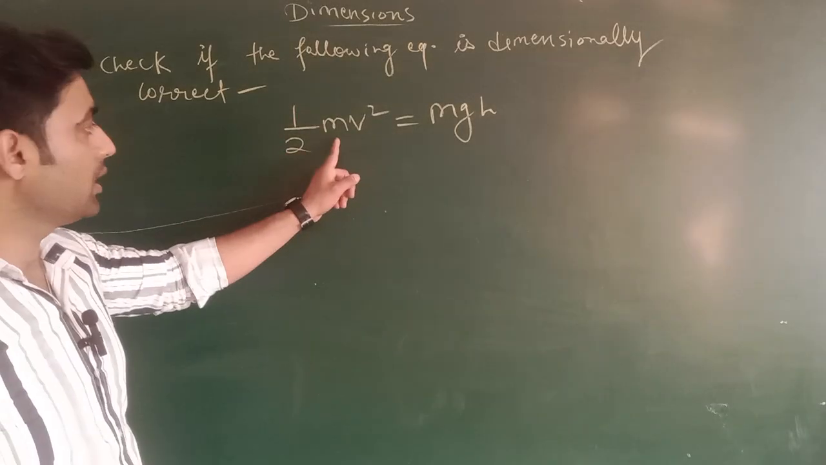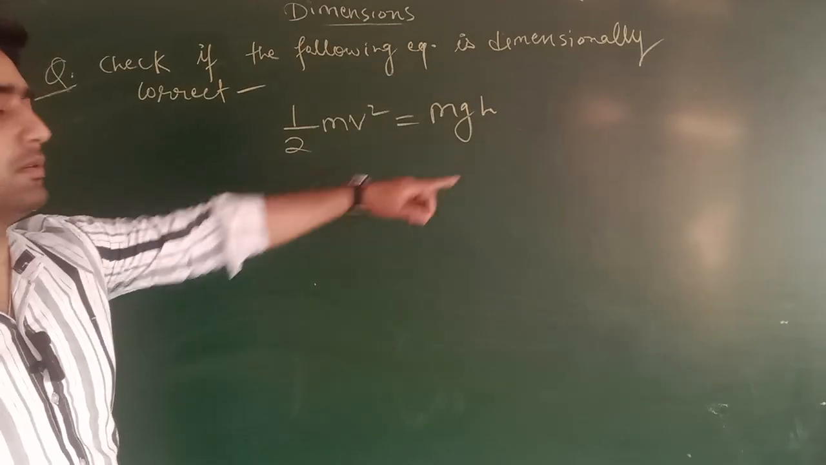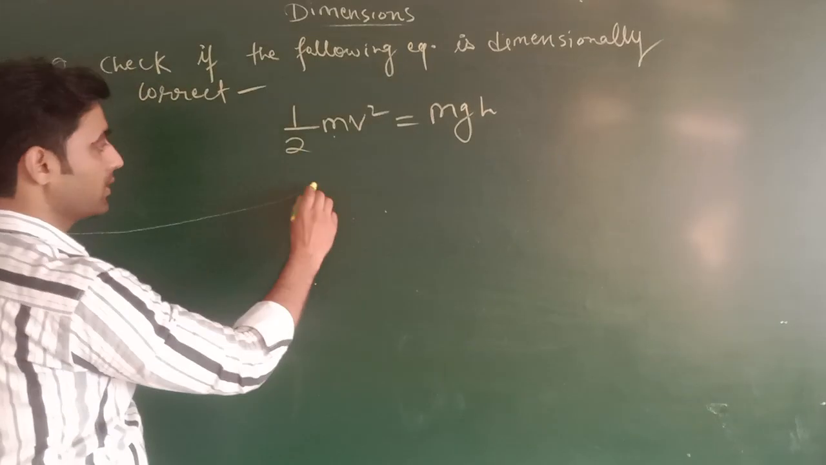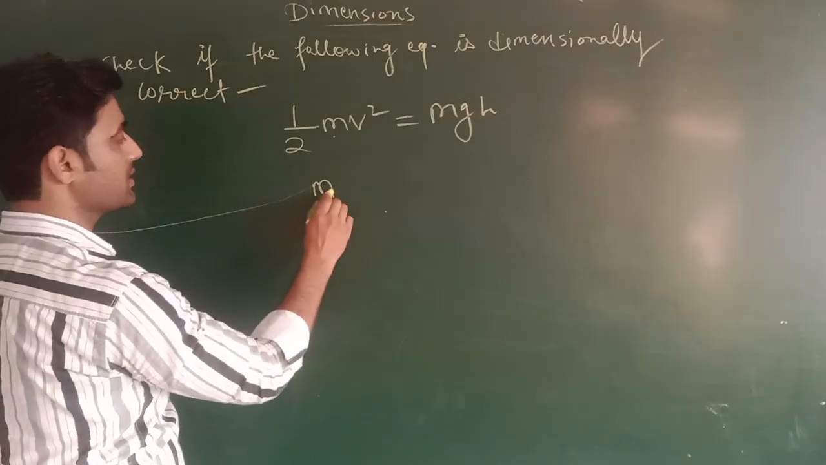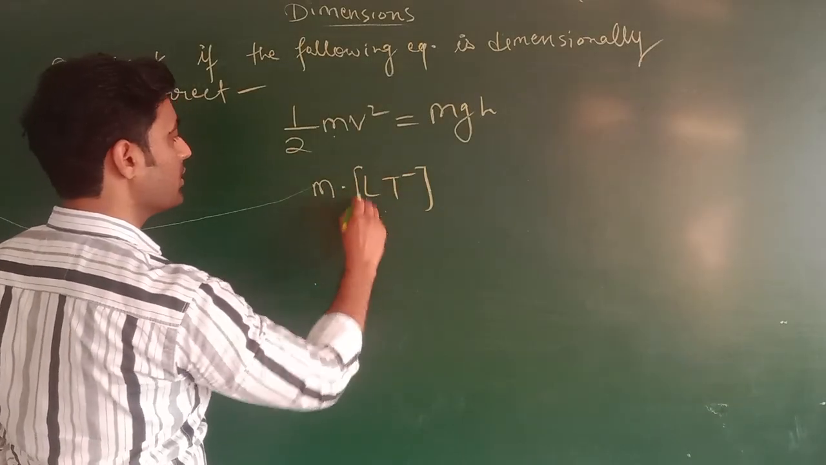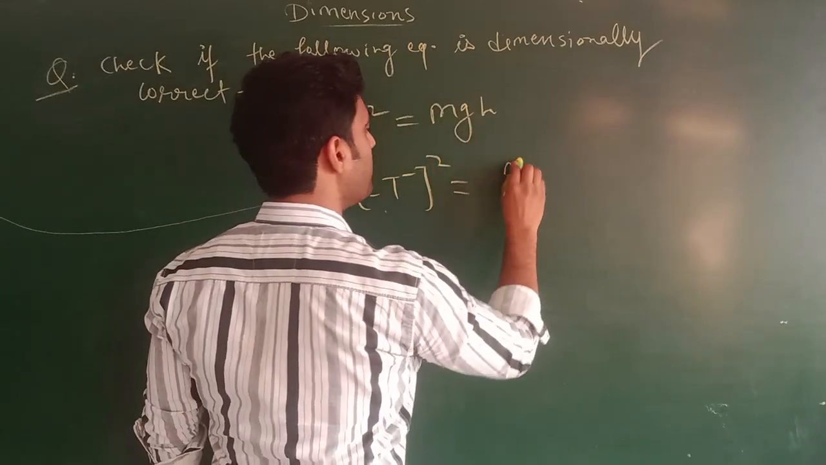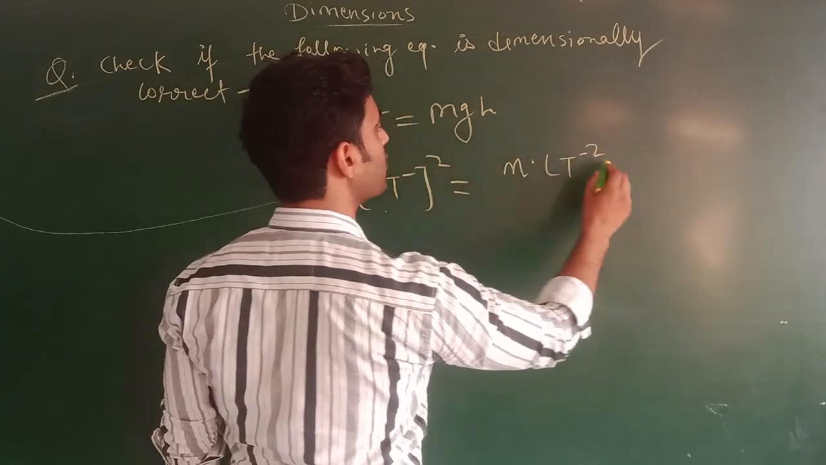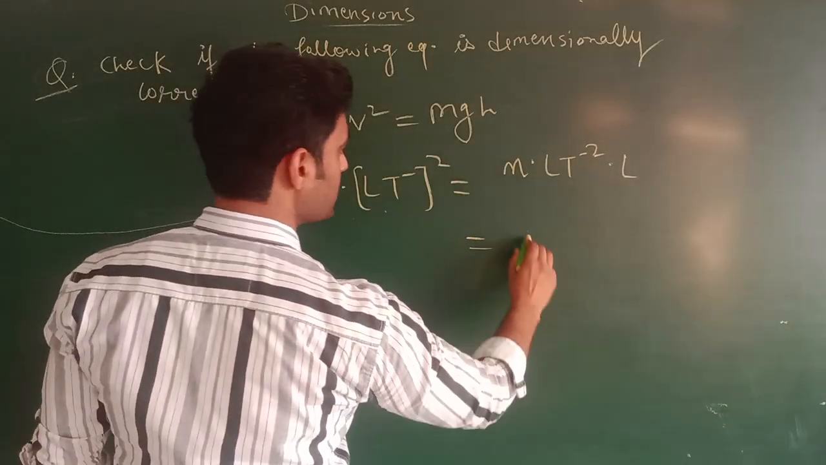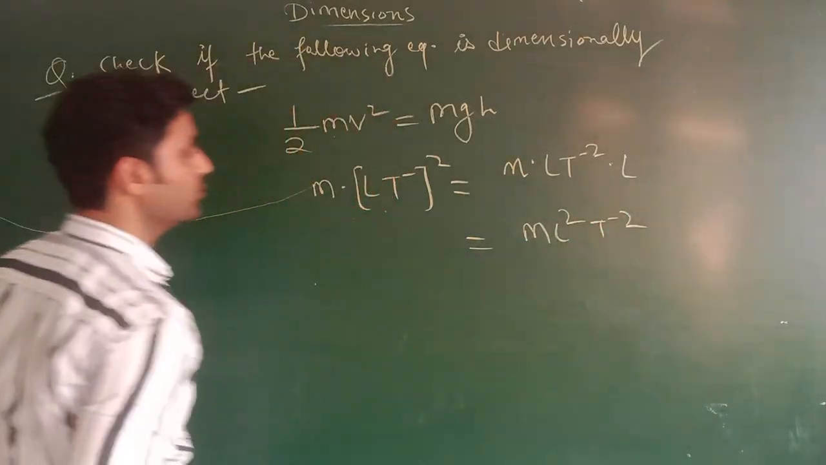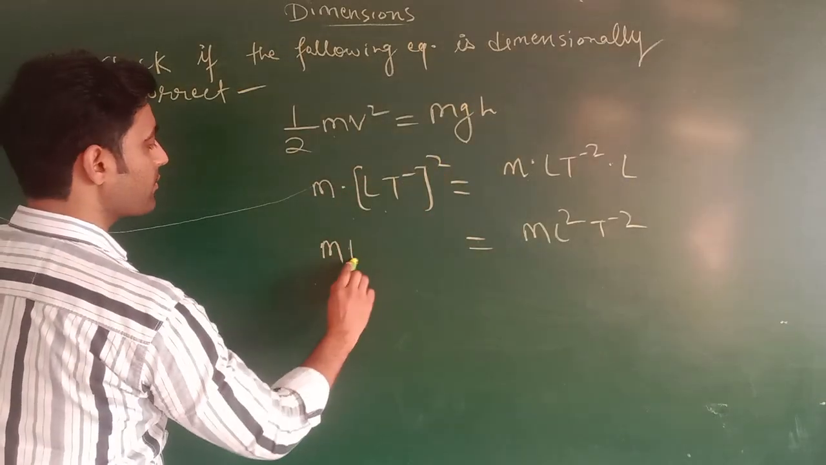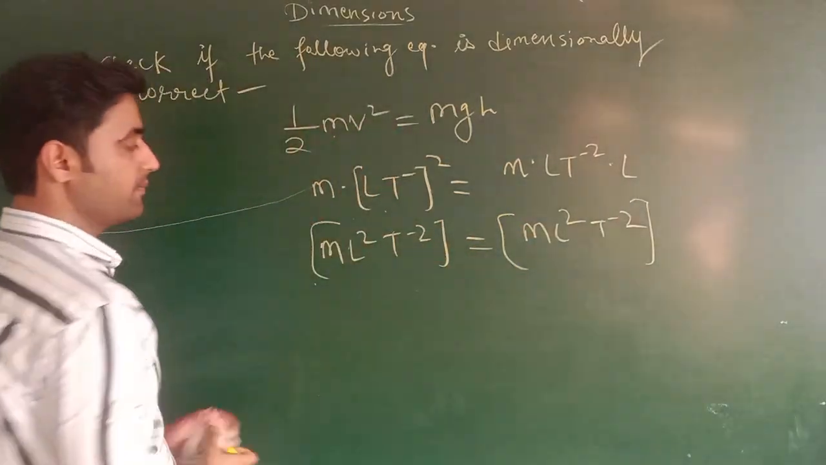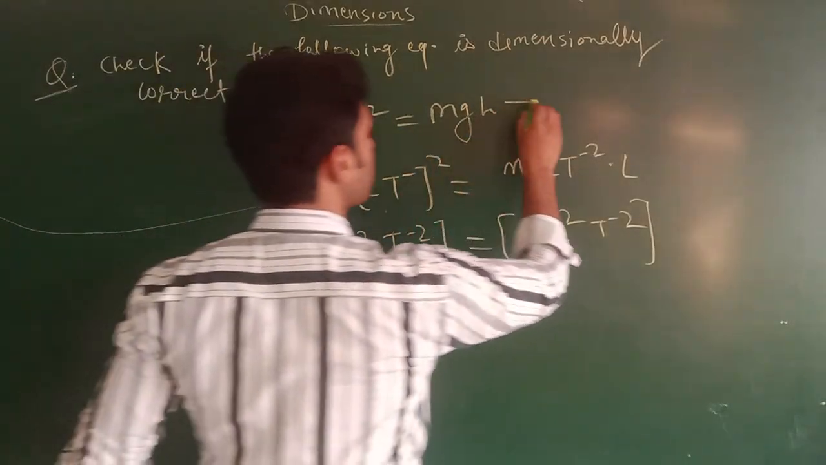This is a question. Check if the given equation is dimensionally consistent or not. If the dimension on both sides is the same, then this is going to be a consistent equation. Ignore this half. The dimension of mass is M and of velocity is LT minus 1, whole square. Mass multiplied by gravitational acceleration, whose dimensional formula is LT minus 2, into height, a type of length. So this becomes M L square T minus 2. Here it is again M L square T power minus 2. Both sides have the same dimensional expression, so the given equation is consistent.